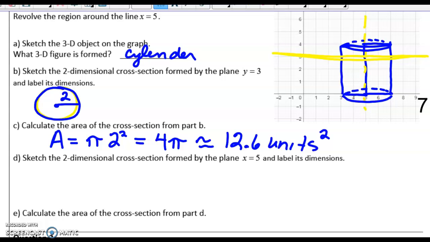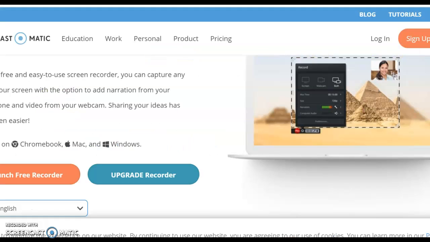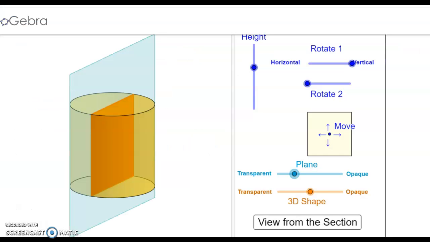Okay, so we're still working with the same figure, and this time we are going to find the cross-section formed by the plane. So it's like a whole piece of paper going into our shape at x is equal to 5. That's right through the center of our cylinder. Okay, so when that happens, it's like this.